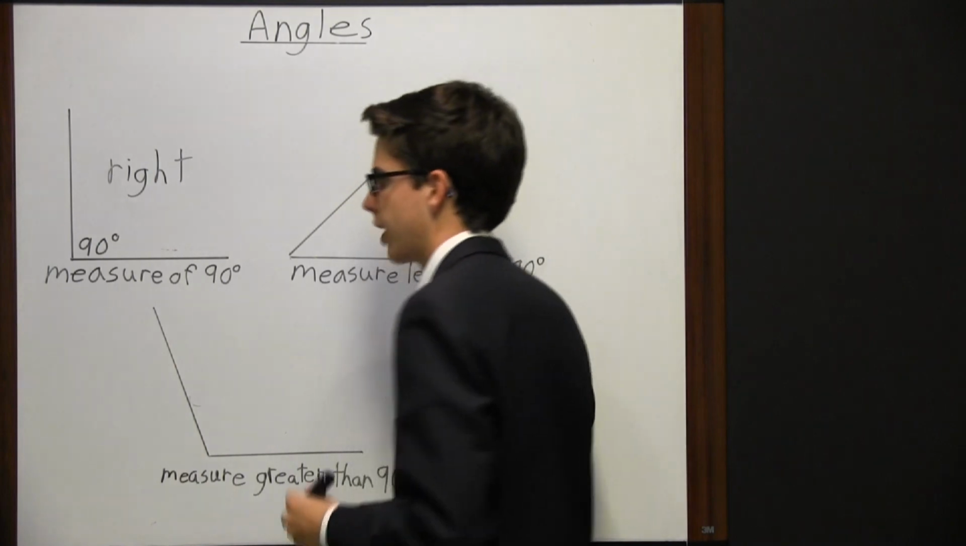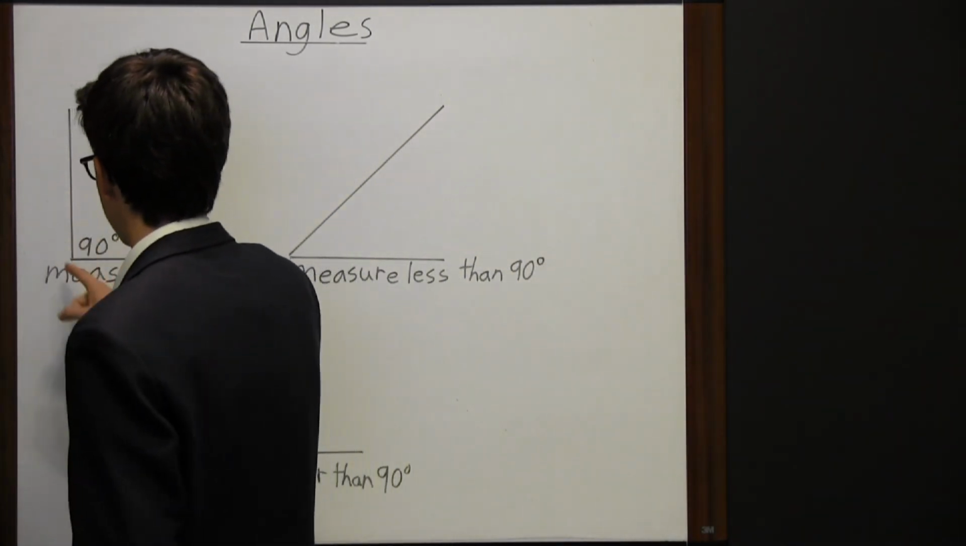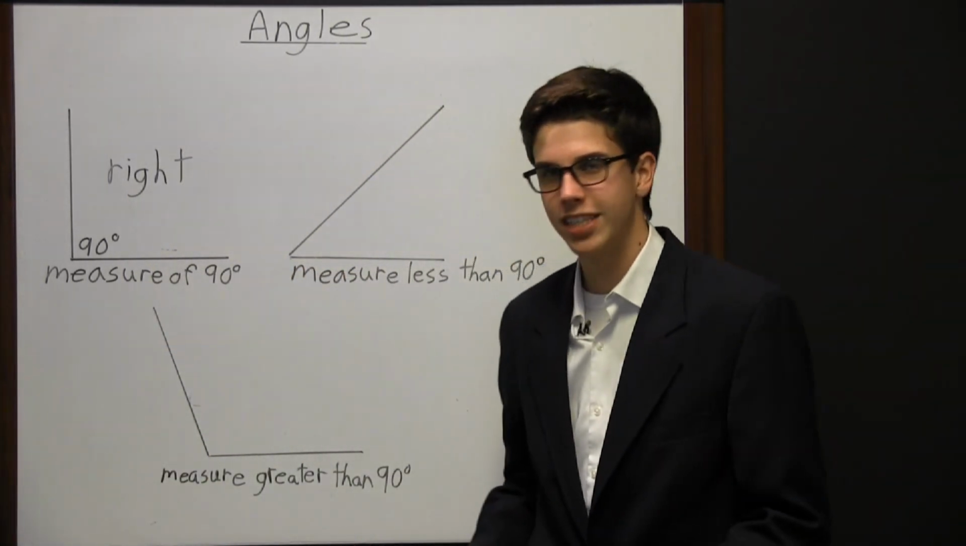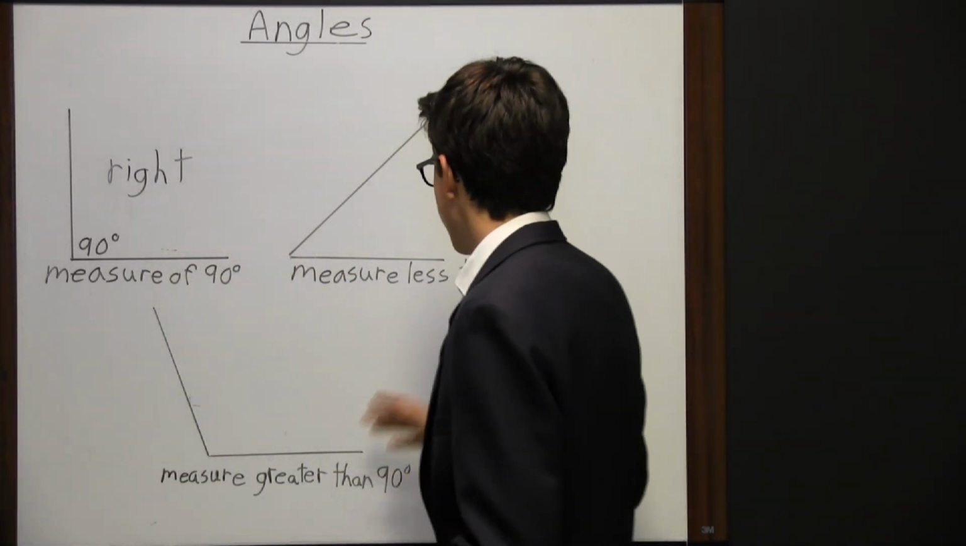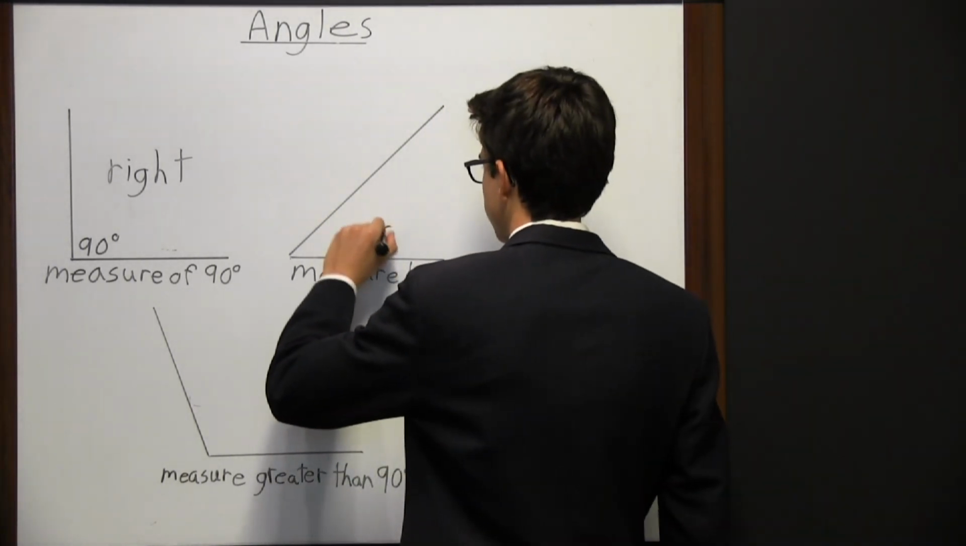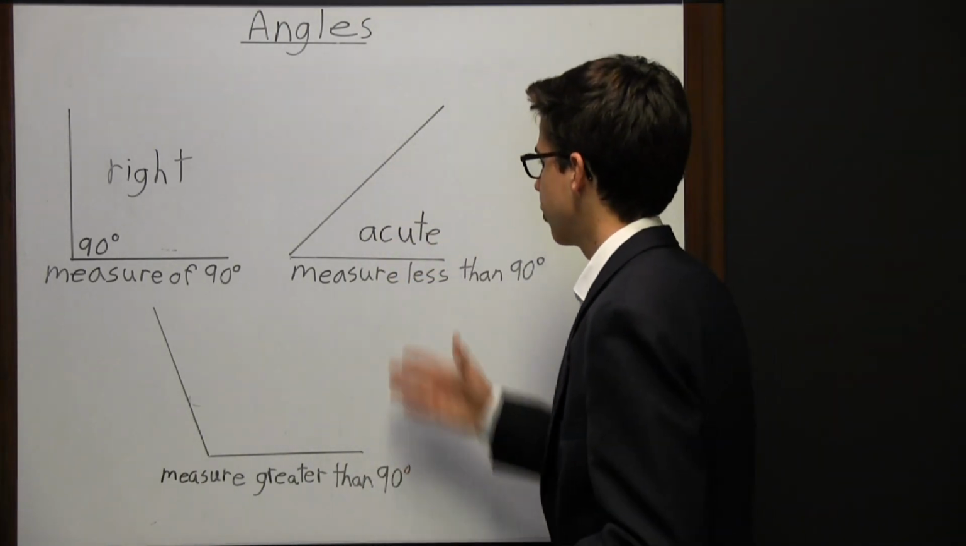A square is made up of 4 right angles. This line right here is perfectly vertical, this line right here is perfectly horizontal, and so they're what we call perpendicular to each other. Now, if the angle measure is less than 90 degrees, we call it acute. So this is an acute angle.